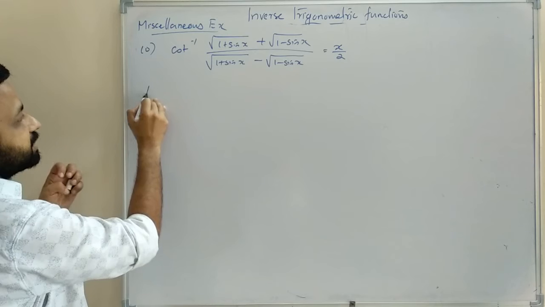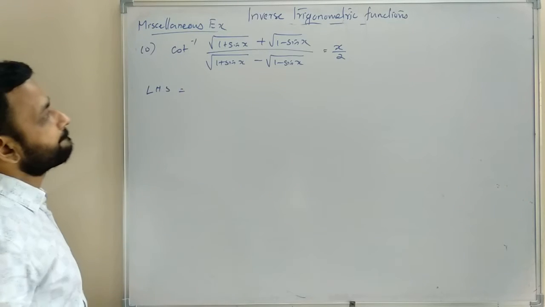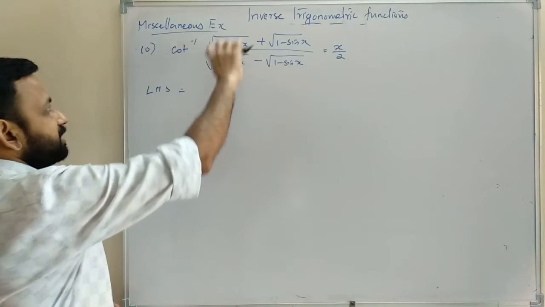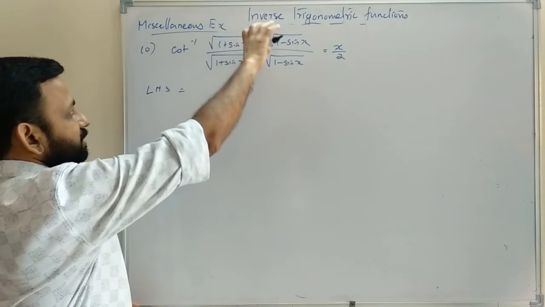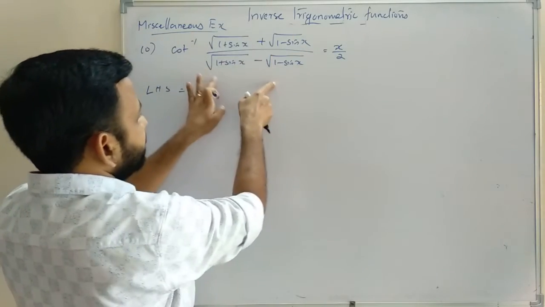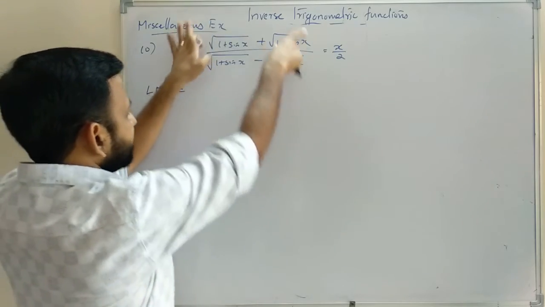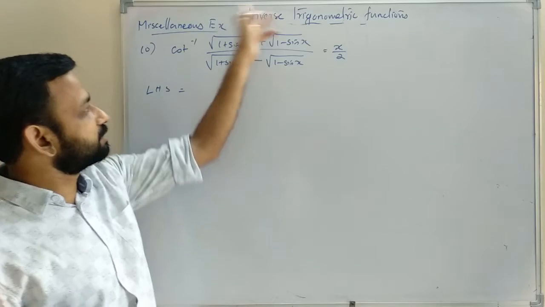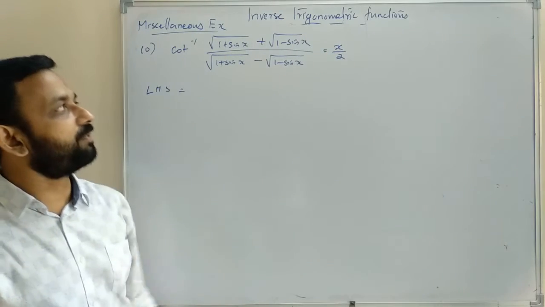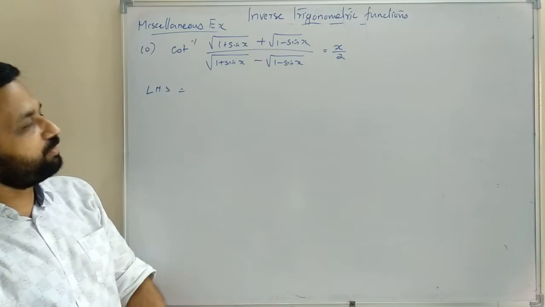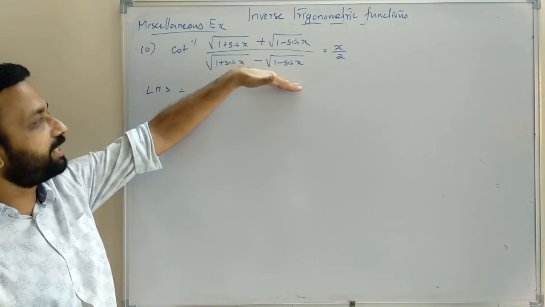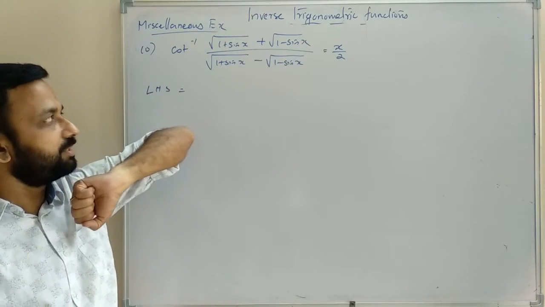So here LHS equals. We need to convert this expression into cot inverse. If we get cot x by 2 here, then cot inverse cot x by 2 equals x by 2. So we need to reduce this expression into cot x by 2 form. Cot x by 2 means cos x by 2 in the numerator and sin x by 2 in the denominator.